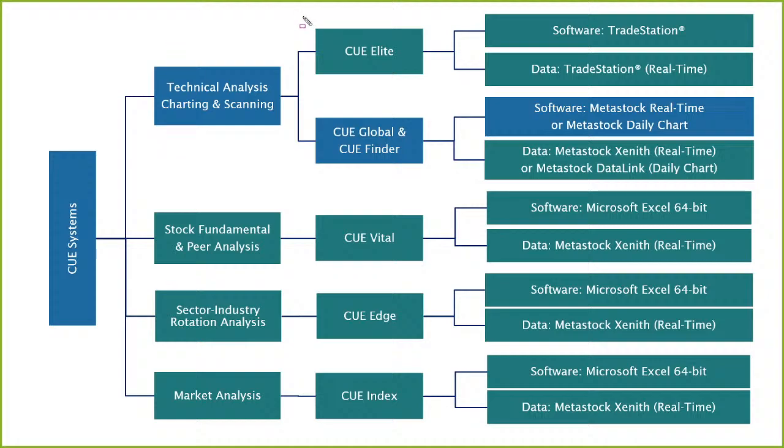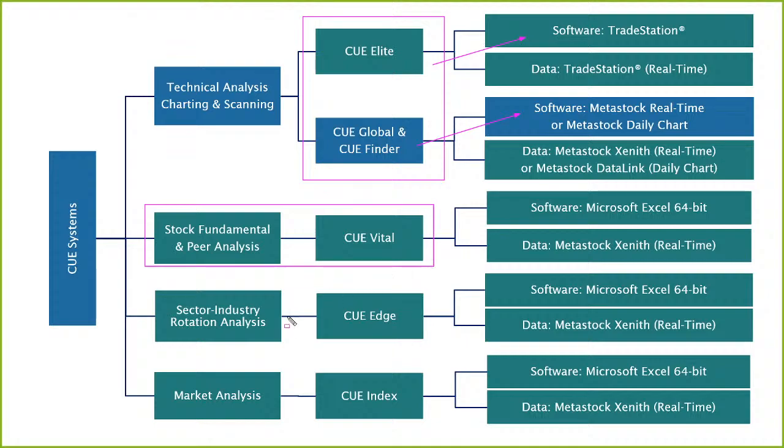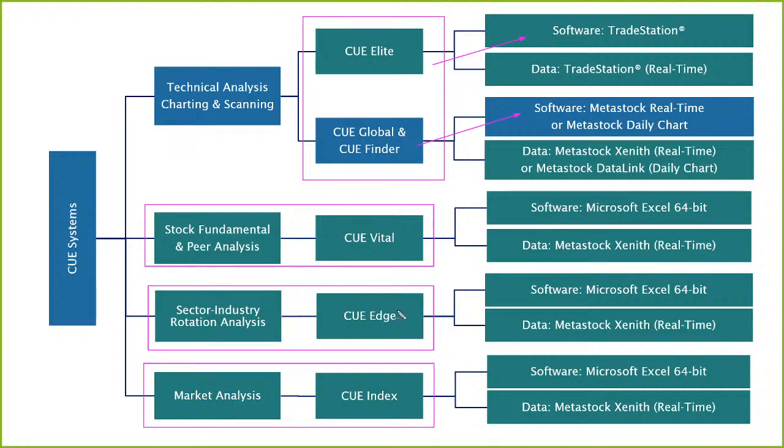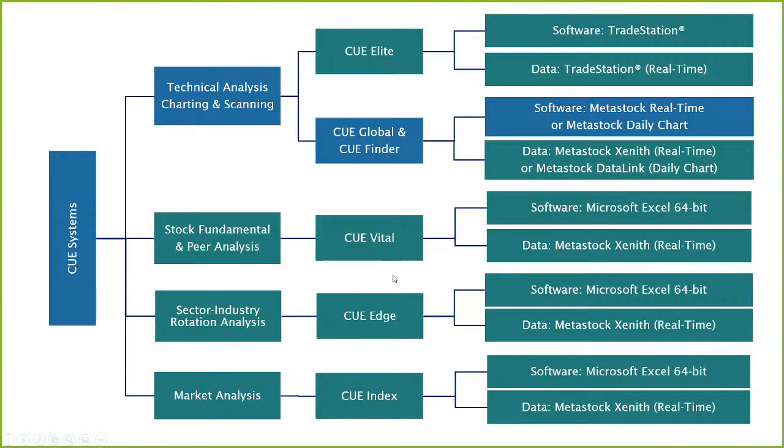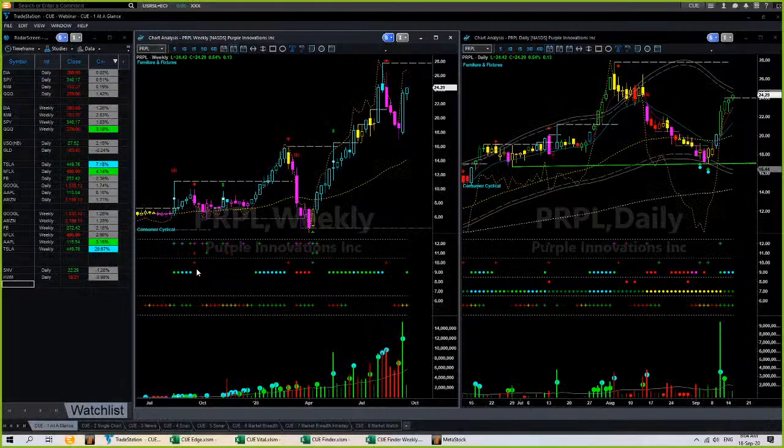Together we'll look at the market using technical analysis, for which I will use Q Elite running on TradeStation, Q Global and Finder running on Metastock, Q Vital for fundamental analysis, Q Edge for sector industry rotation analysis, and Q Index for market level index analysis. That was the last slide of my presentation. Let me continue with the live system.